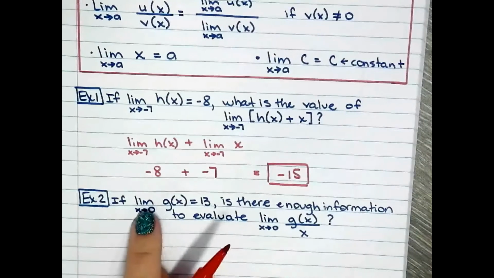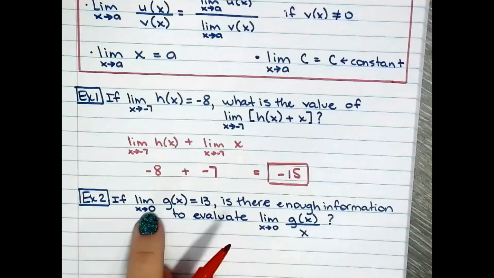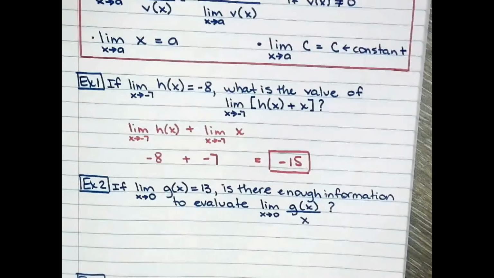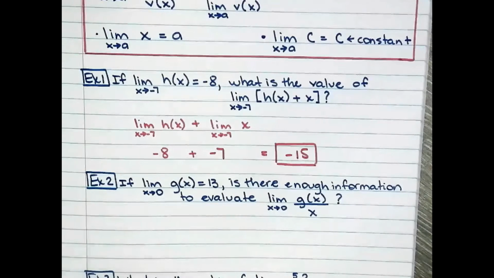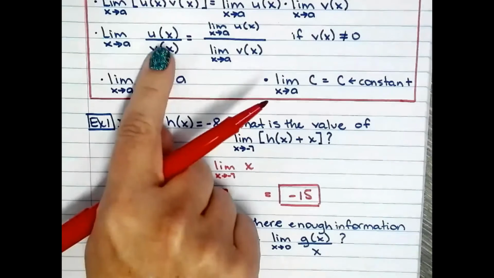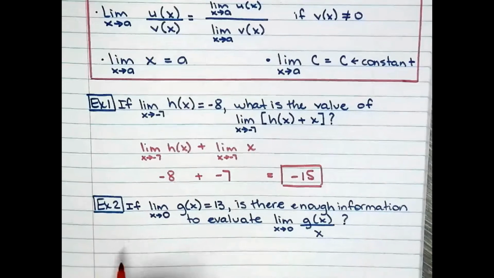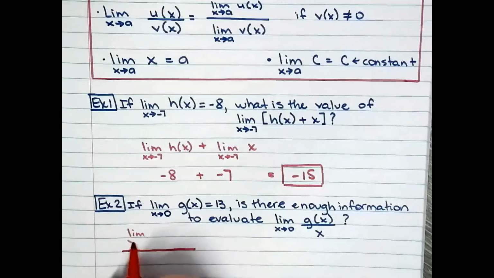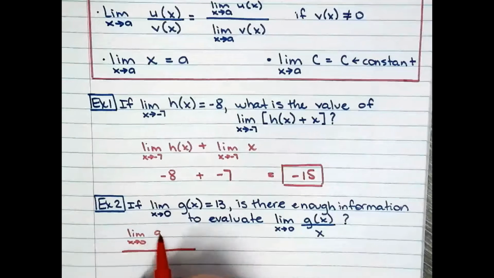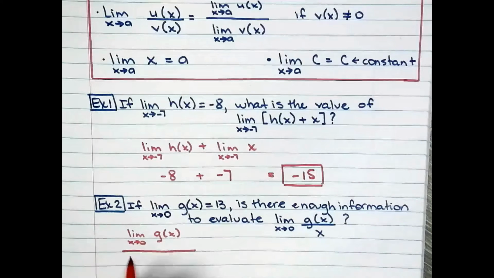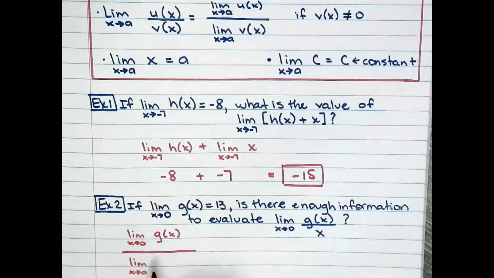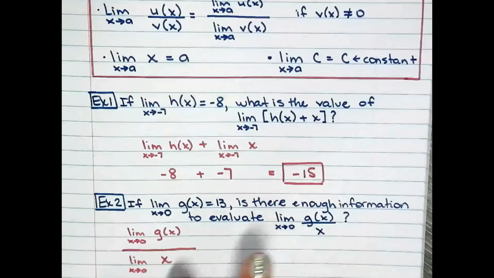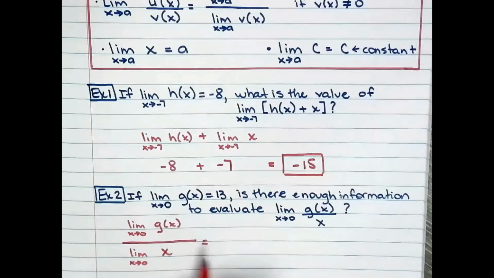The next one we have, if the limit as x approaches 0 of g of x is 13, do we have enough information to evaluate that? Well, I don't know until I try. So I will go ahead and try to apply the law of division right there. So I will rewrite this. So here's my division bar. I have the limit as x approaches 0 of g of x over the limit as x approaches 0 of x, because that's what we have here. I just applied the law of division here, so I can go ahead and plug numbers in.